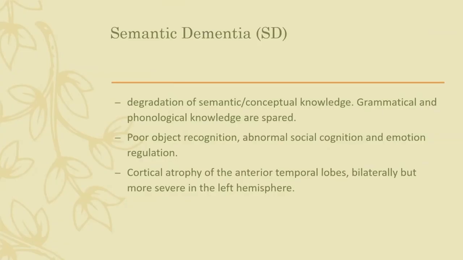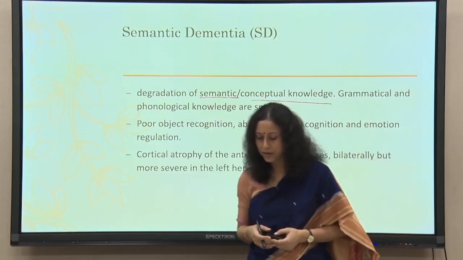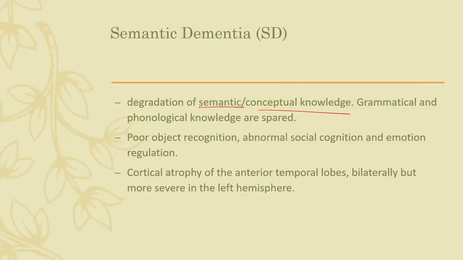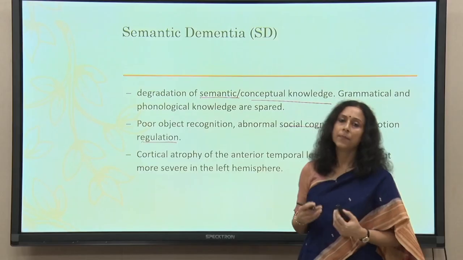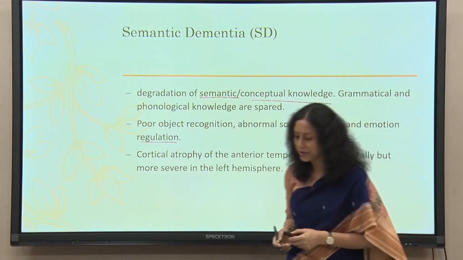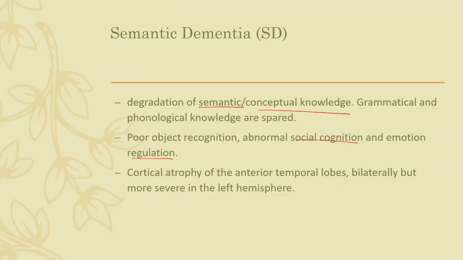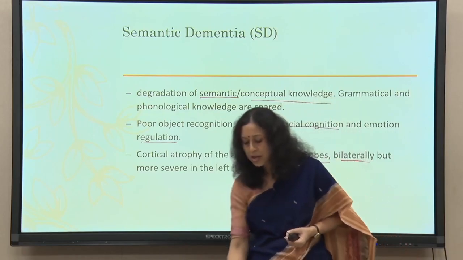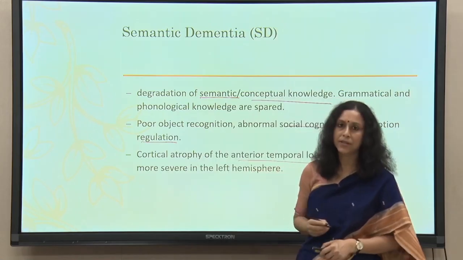This is a degradation of, as the name suggests, semantic and conceptual knowledge. Grammatical and phonological knowledge is largely spared. So, what is affected is the semantics, the comprehension part, the conceptual part of it. Also, it has poor object recognition, abnormal social cognition and emotion regulation. Emotion regulation, as in the patient will have inappropriate emotional reactions in various situations. Again, the neural substrate will be the anterior temporal lobes, typically bilaterally, meaning both the hemispheres get affected, but of course, the severity is higher in the left hemisphere.